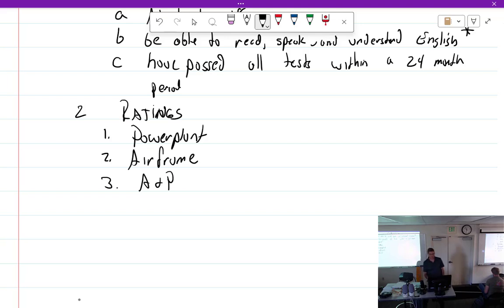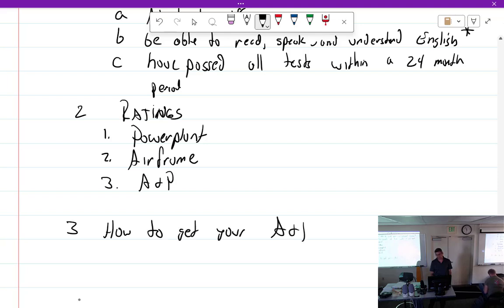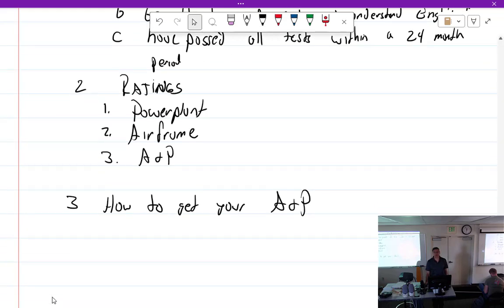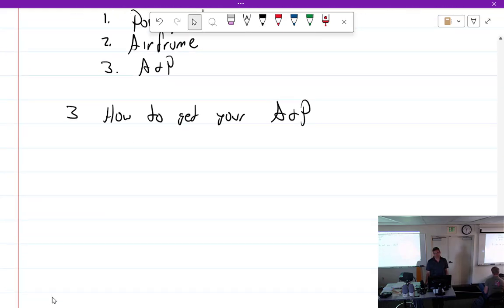All right, could have started with this. How to get your A&P. There are 2 distinct paths. These 2 paths do not cross. In a weird way they would, but they don't cross. You can't do half and half, except for this weird thing I'll talk about. Okay, how to get your A&P or A or P. There's 2 paths.